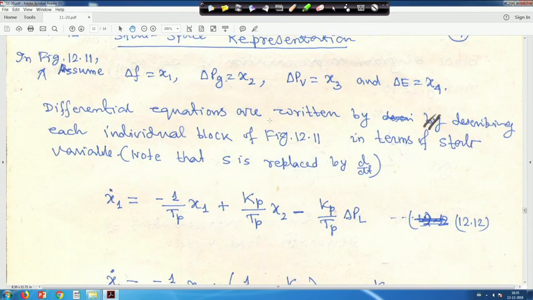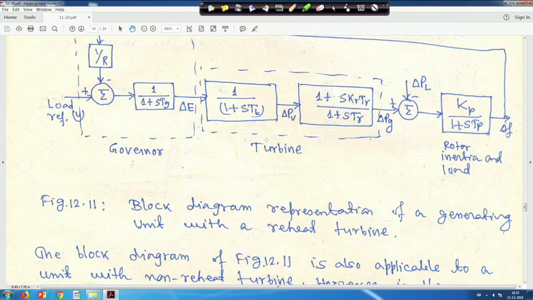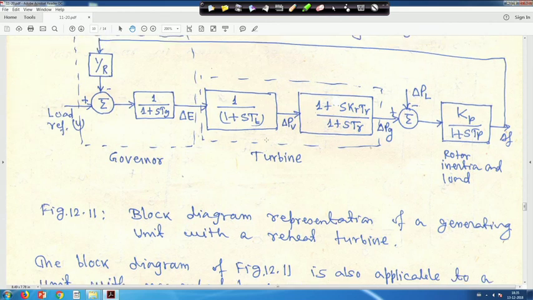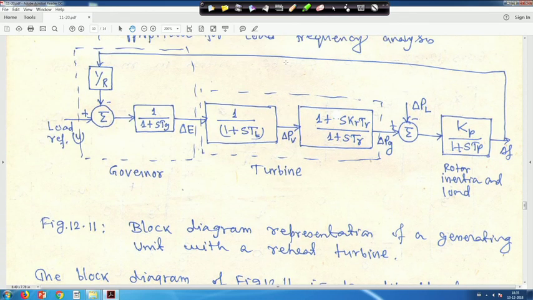So, delta F we have taken x1, delta PG x2, delta PV3 x3 and delta E is equal to x4. Now, we have taken just one I am showing, other I think you can do it. Assuming all initial conditions are 0, this is x1, this delta F x1, this is my x2, this is my x3 and this is my x4, right. This is given in the next page.